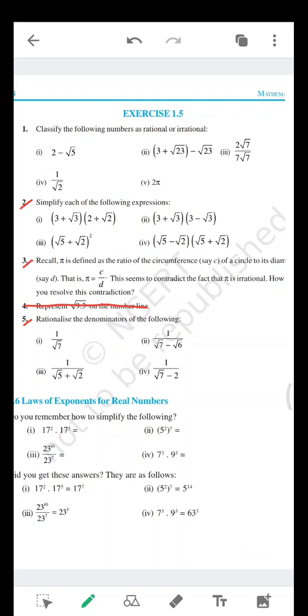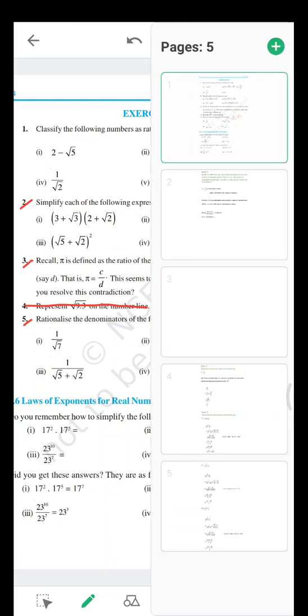Question number 5 is the most important concept of this chapter, I can say. So note that this is the most important concept and you need a lot of practice on this concept, and you have to do many extra questions also. So let's begin with question number 3.